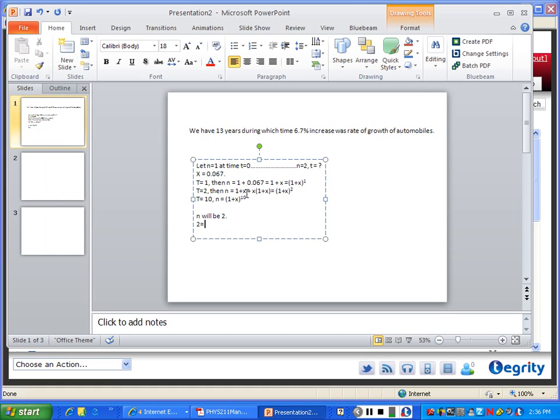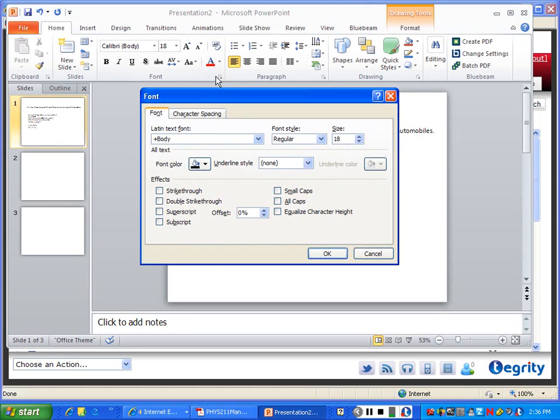2 equals (1 plus x) raised to the number of times it takes to go from 1 to 2, with a percentage increase of x. So the superscript here would be the unknown. This is the thing we're looking for. How many times do we have to cycle this process so that the 1 goes to 2?